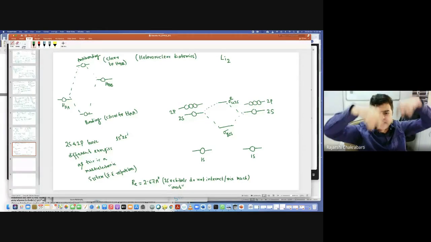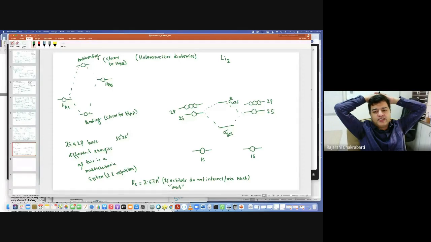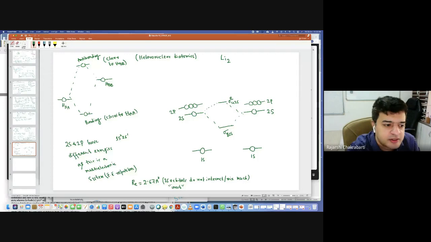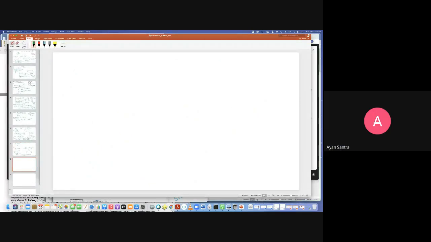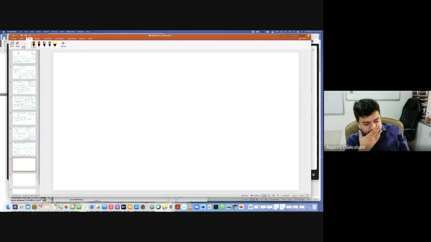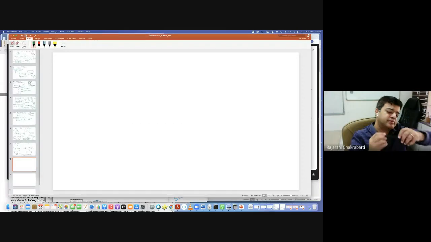Now this 2s can interact, so it can mix, obviously. What about 2s on one lithium and 2p on the other lithium? Will they interact or not? Will they mix or not? What do you think? Their energies are different, but not much different. They're slightly different, so they can interact.